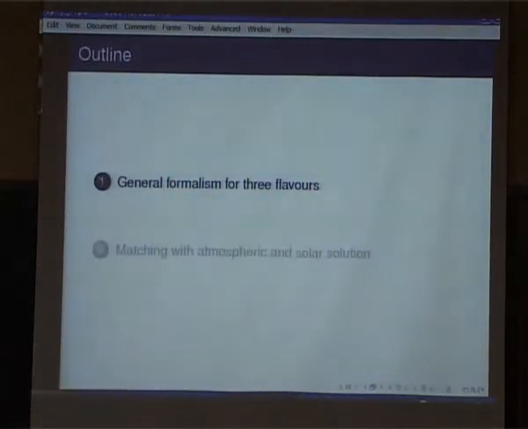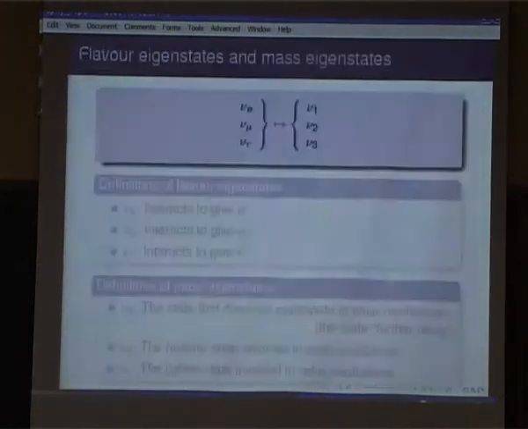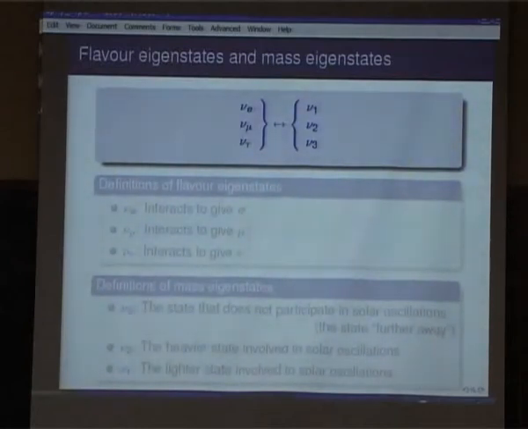Okay. So, to understand that, let's start with the general formalism for three neutrinos. First, a convention, it is very important to define the eigenvalues. So firstly, we are going to mix flavor eigenstates to mass eigenstates. Okay, nu e, nu mu, nu tau to nu 1, nu 2, nu 3. First, we should define what is nu e, nu mu, nu tau and nu 1, nu 2, nu 3.